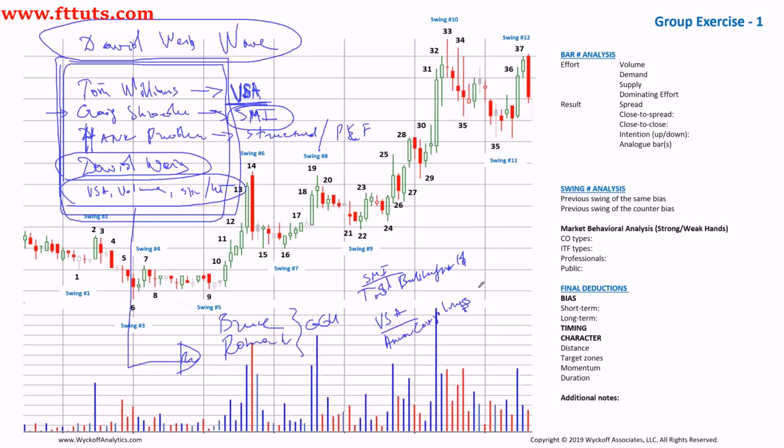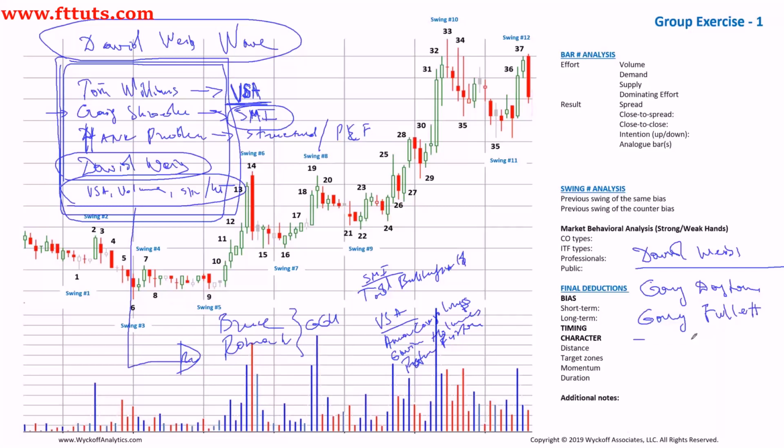And then on Tom Williams' side, VSA, we have Anna Coulling, based in the UK where Tom Williams lived. Then Gavin Holmes, Peter Friston, and then, so who else is left? Tom Williams, SMI, Hank. Yeah, and David Weiss. David Weiss's followers are Gary Dayton and Gary Fullett.